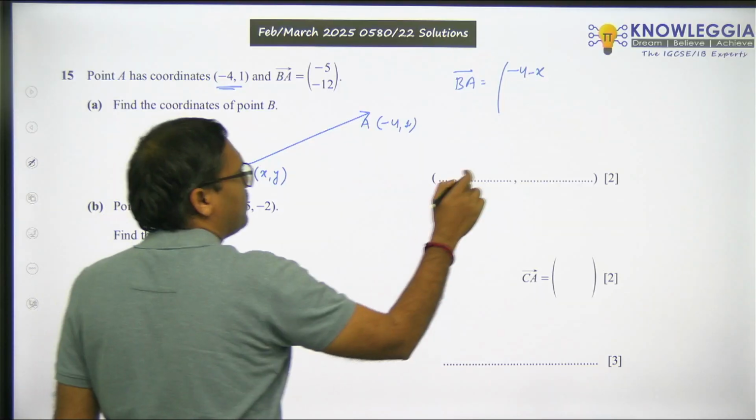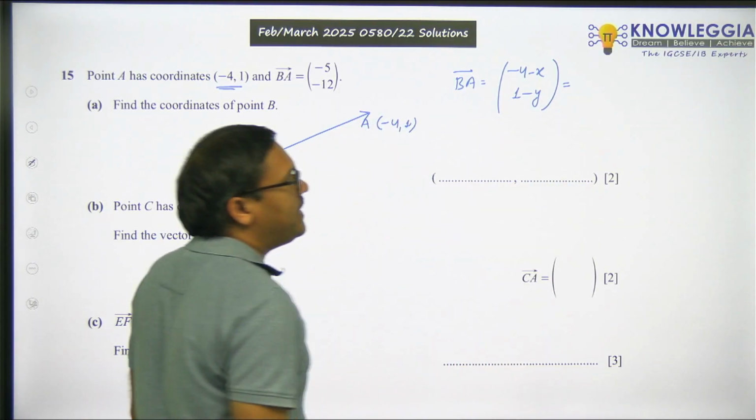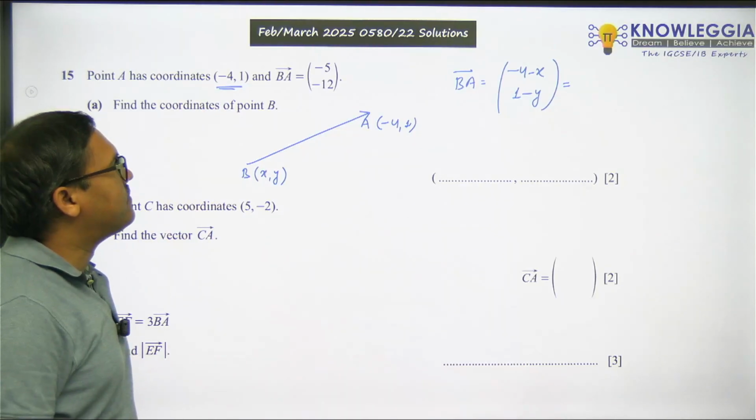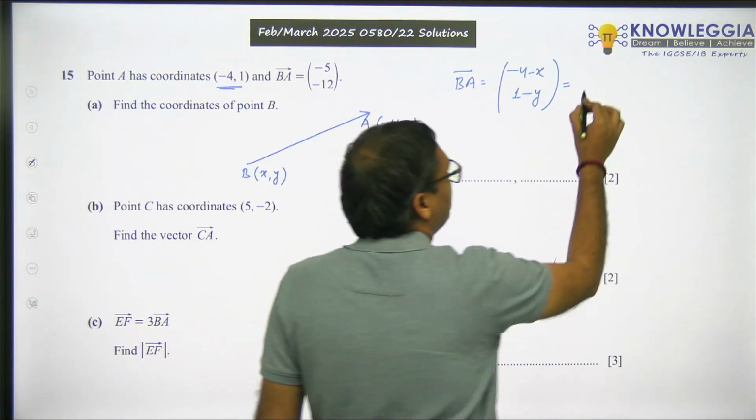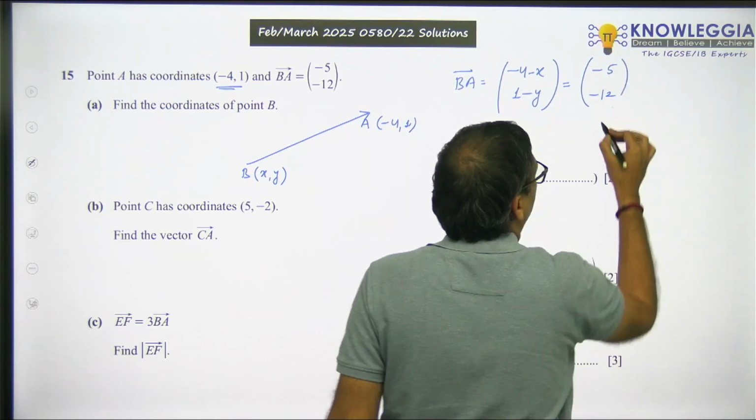And 1 minus y. Now this is given that the BA vector is... what is the BA vector? This is minus 5, minus 12. So this should be equal to minus 5 and minus 12.